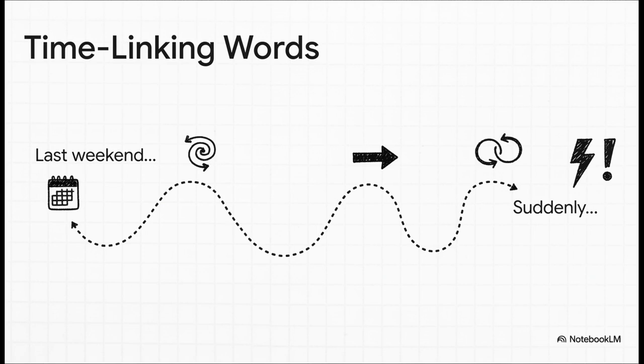Now, think of these words as the fuel for your story's engine. They're like little signposts that guide your reader along the way. They show that time is passing and what order things are happening in. Words like then, when, and especially suddenly are powerful tools for creating a clear and really engaging timeline.